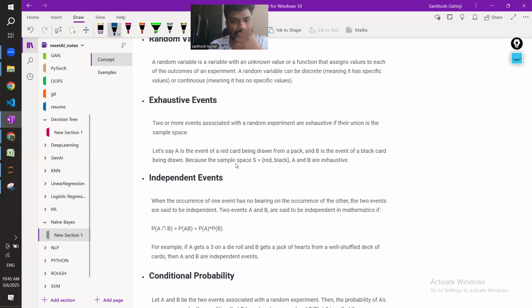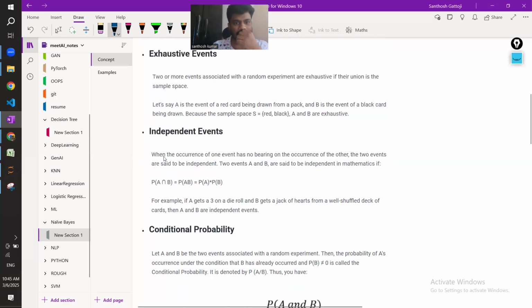When the occurrence of one event has no bearing on the occurrence of the other, those two events are called independent. That means if there is no dependency, obviously it's called independent. In that case, the probability of A and B is the probability of A times the probability of B. There is no dependency, so if you want to calculate both probabilities, it is simply probability of A times probability of B.